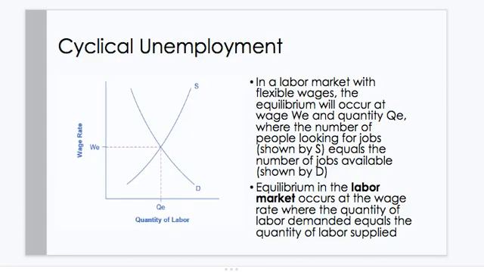Cyclical unemployment. In a labor market with flexible wages, the equilibrium will occur at a wage, WE, and quantity, QE, where the number of people looking for jobs, shown by S, that's the supply of labor, equals the number of jobs available, shown by D, the demand for labor coming from firms. The equilibrium in the labor market occurs at the wage rate where the quantity of labor demanded equals the quantity of labor supplied.